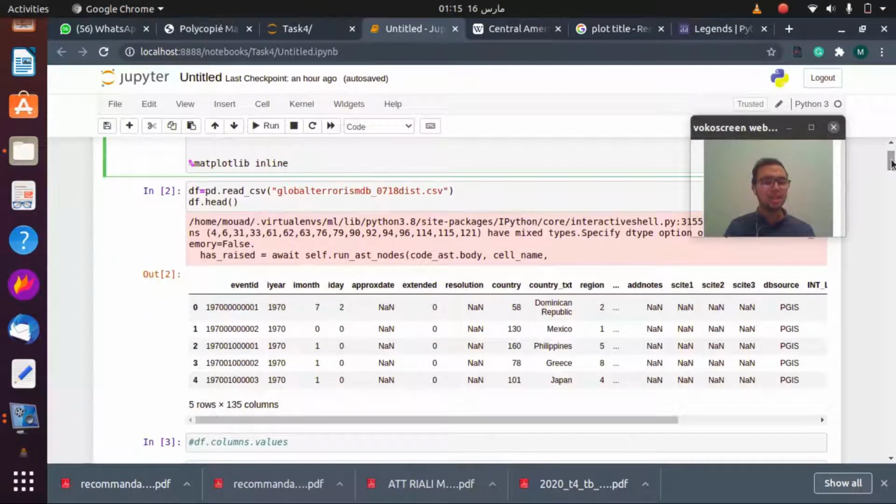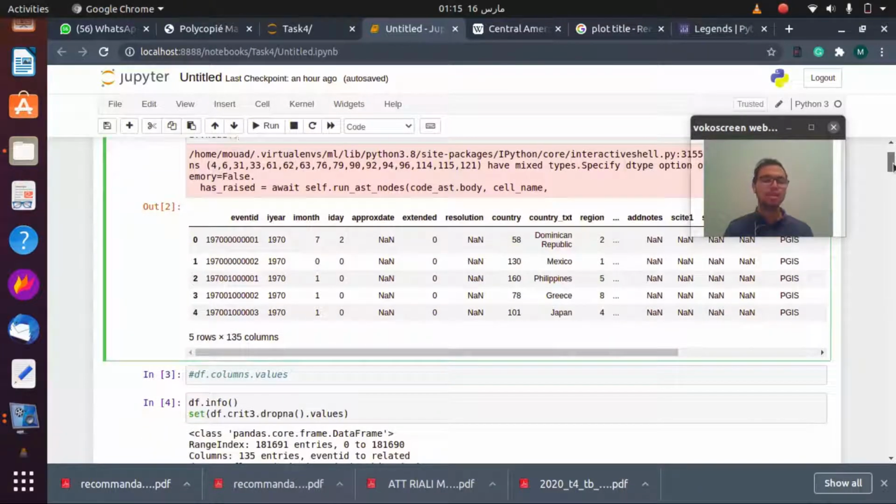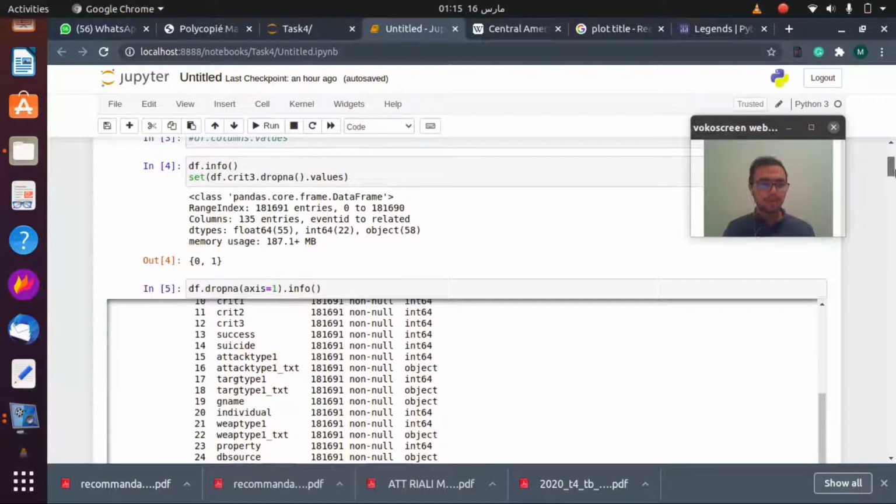So here we have the first step for every data science project: pd.read_csv on the global terrorism CSV file, and here we show the first 5 rows. As you can see here, we have an enormous dataset. It has 135 columns and 181,000 rows.